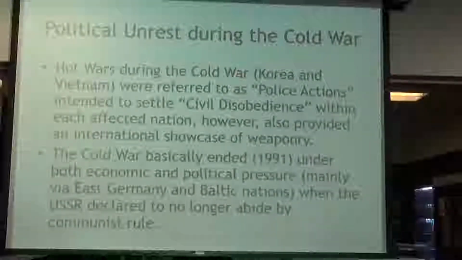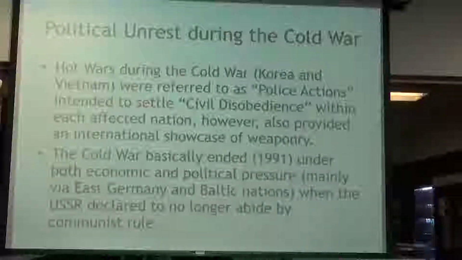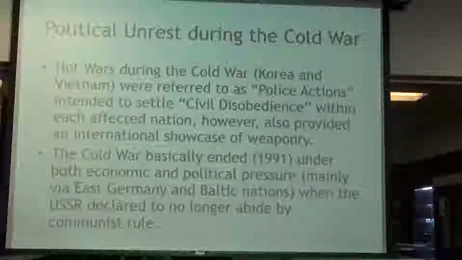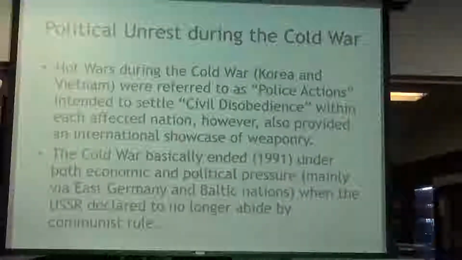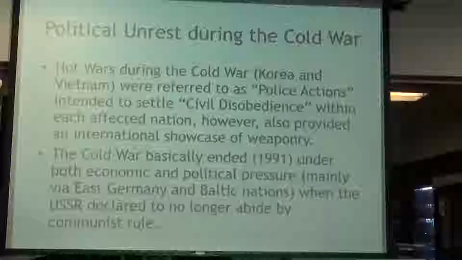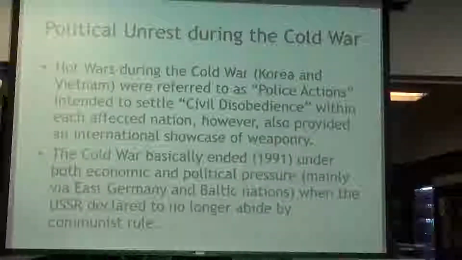Hot wars during the Cold War included, of course, Korea and Vietnam, but these were referred to as police actions. They were not really declared wars, where we were intending to settle civil disobedience between each affected nation. However, it also provided an international showcase of weaponry. Our Phantoms against their MiGs, for instance.